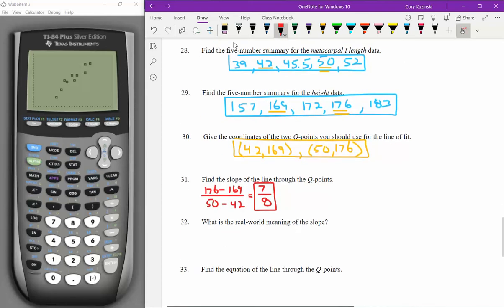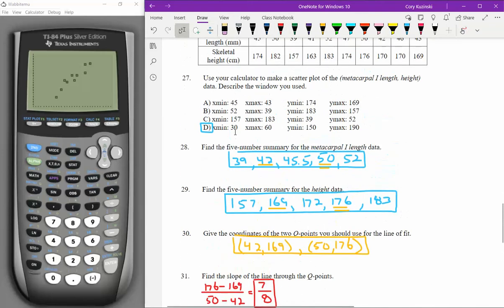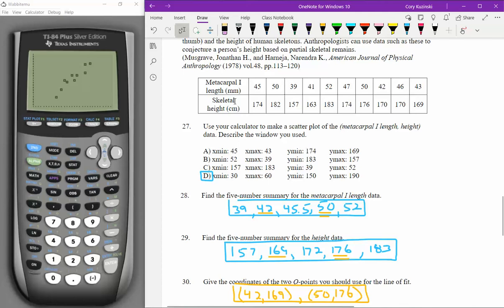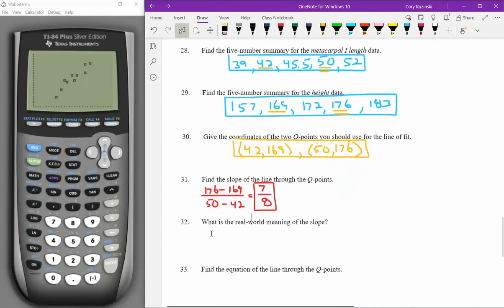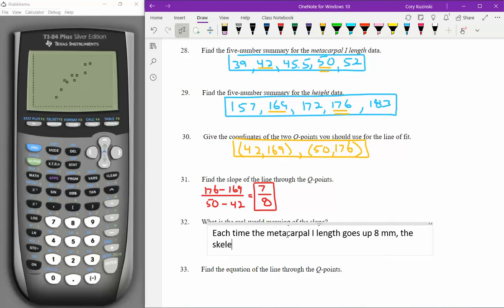Real world meaning of the slope. So change in Y, skeletal height, over change in metacarpal length. So let's go this. Each time the metacarpal 1 length goes up 8 millimeters, the skeletal height goes up 7 centimeters.